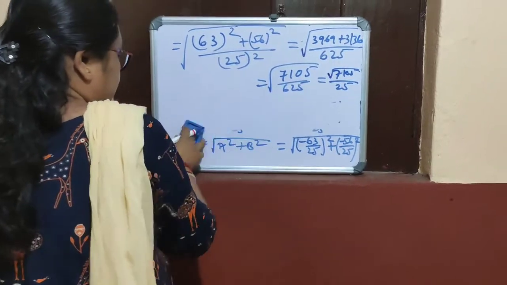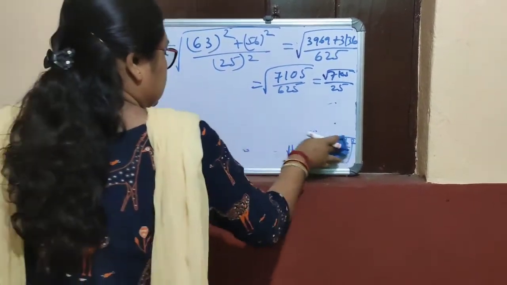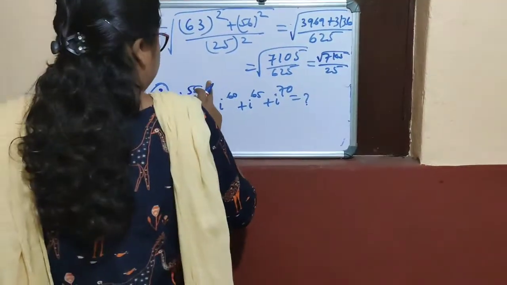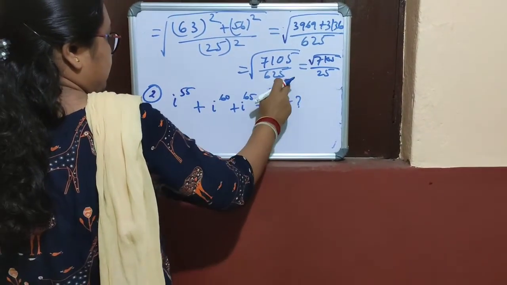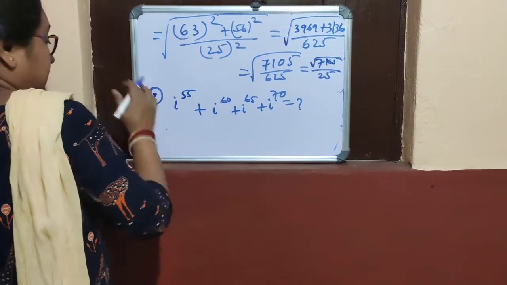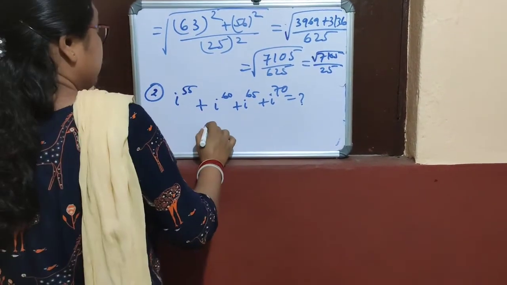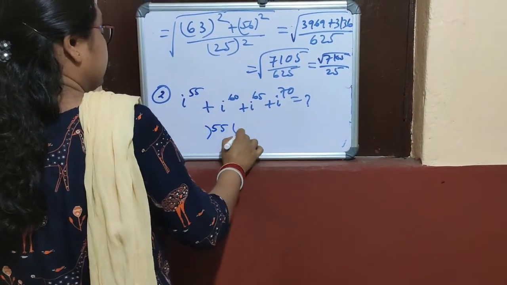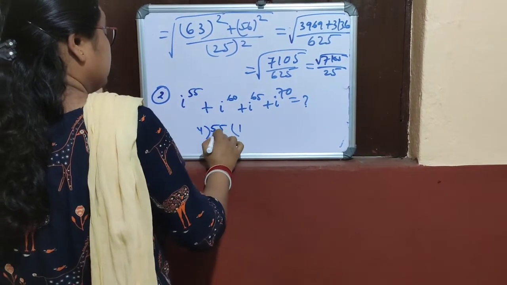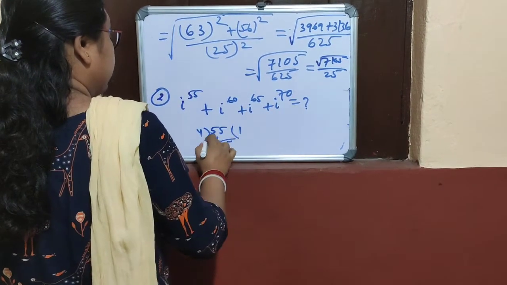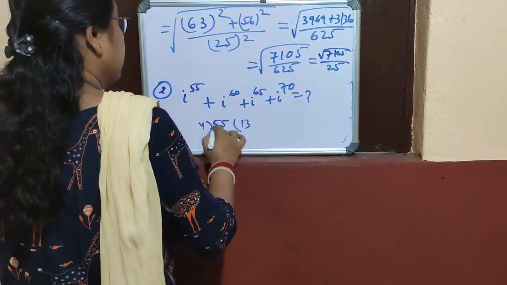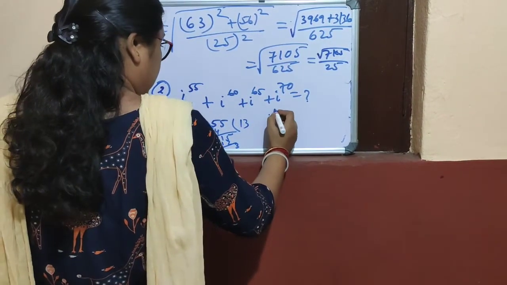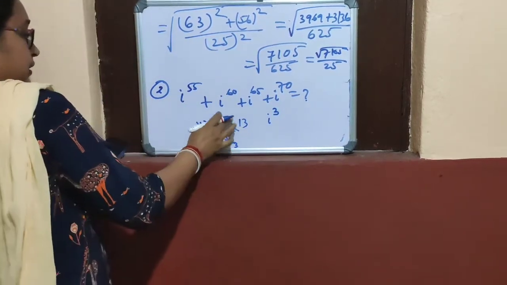Now come to example number 2. The question is i to the power 55 plus i to the power 60 plus i to the power 65 plus i to the power 70 is equal to what? So now you divide by 4. 55 gives remainder 3. This is equal to i cube, because i to the power 4 is 1.